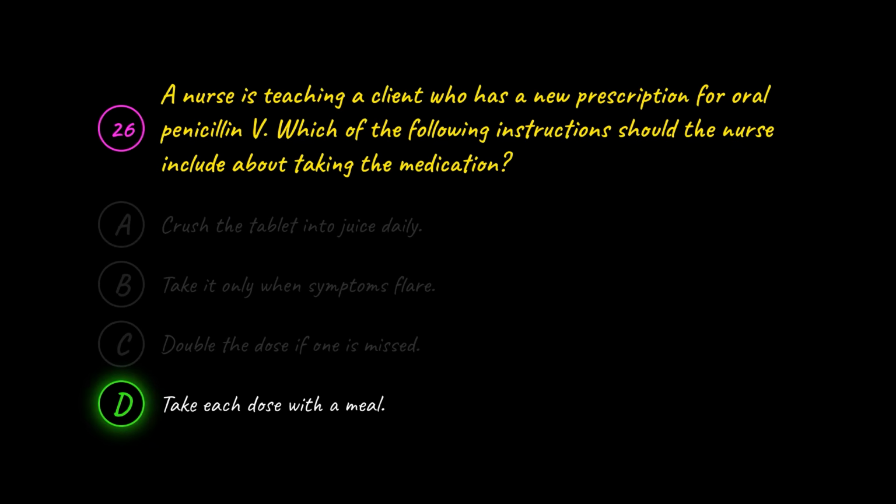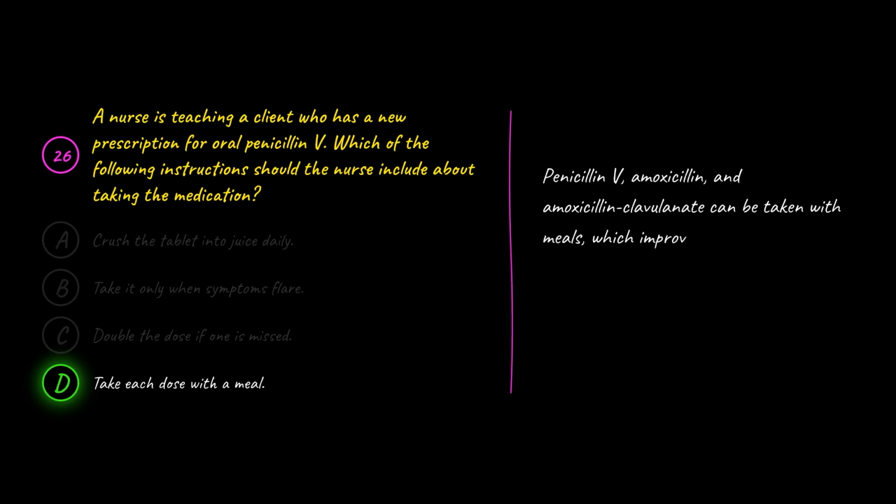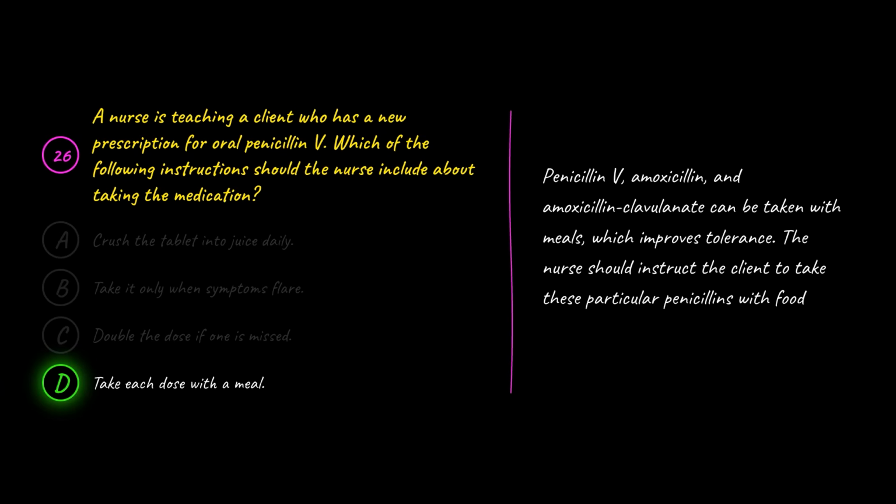The correct answer is D. Take each dose with a meal. D is correct because penicillin V, amoxicillin, and amoxicillin clavulanate can be taken with meals, which improves tolerance. The nurse should instruct the client to take these particular penicillins with food while completing the full prescribed course.